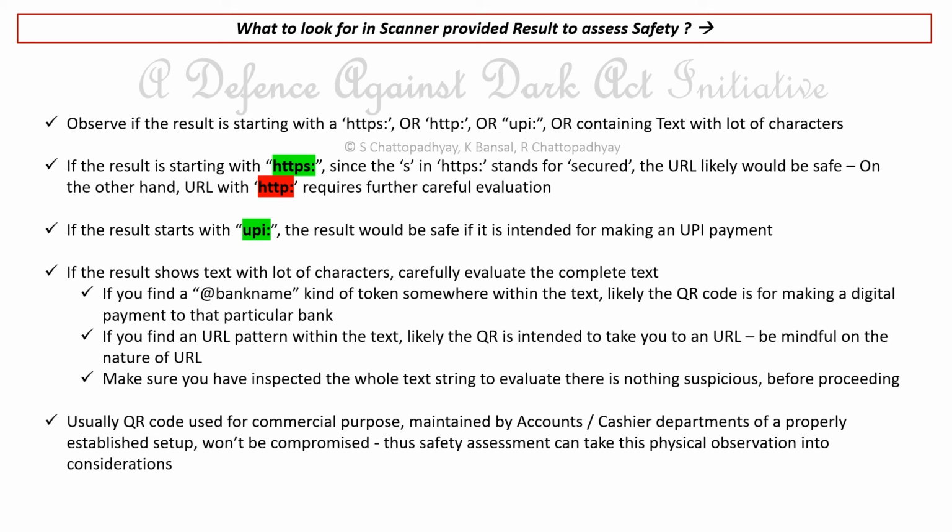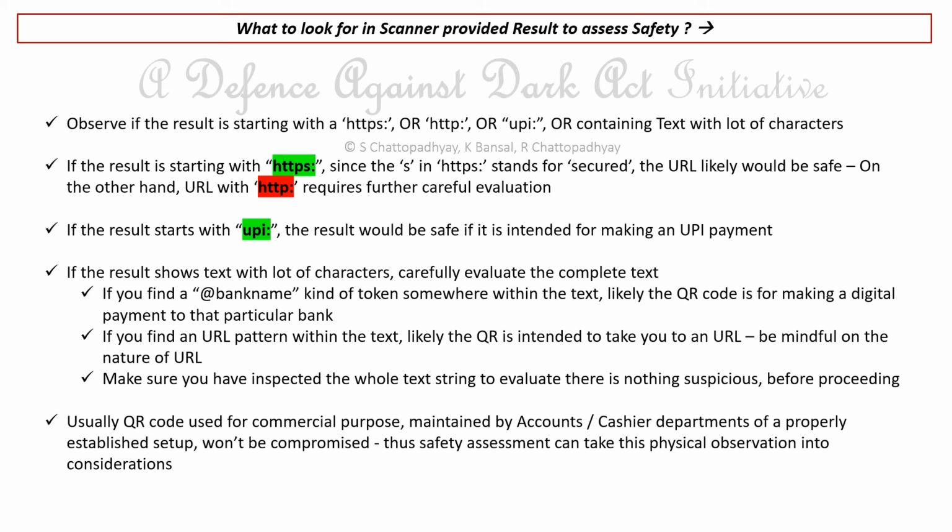Similarly, if the result starts with UPI, it means that this QR code is taking you to a UPI payment. A UPI payment will be done through a UPI app, and that will have its own mechanisms of authentication and safety. So you can rely on this information to proceed further. But of course, if the QR code is not supposed to be for payments, then there is a requirement to be cautious about it.